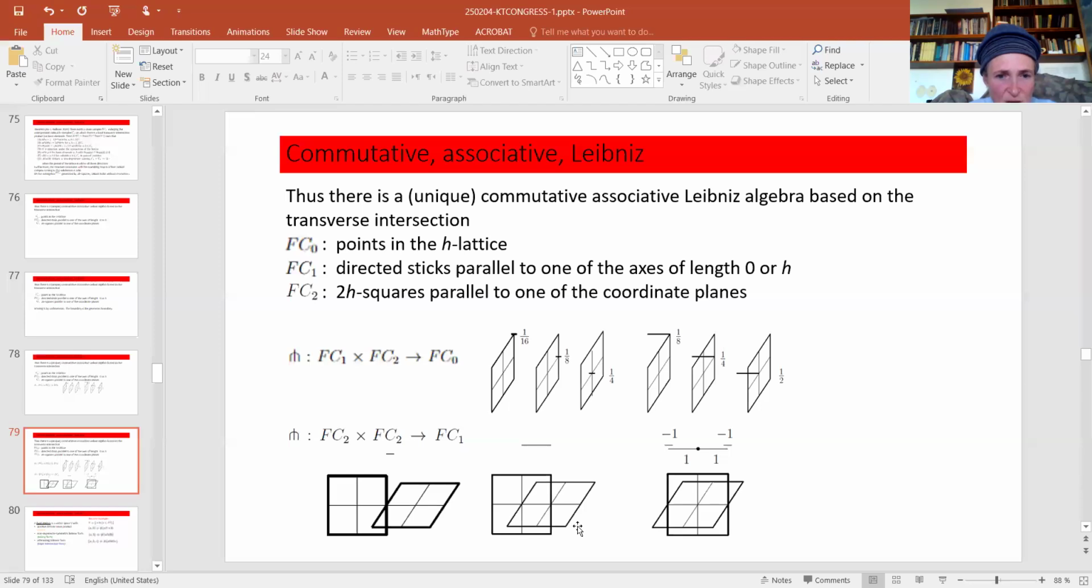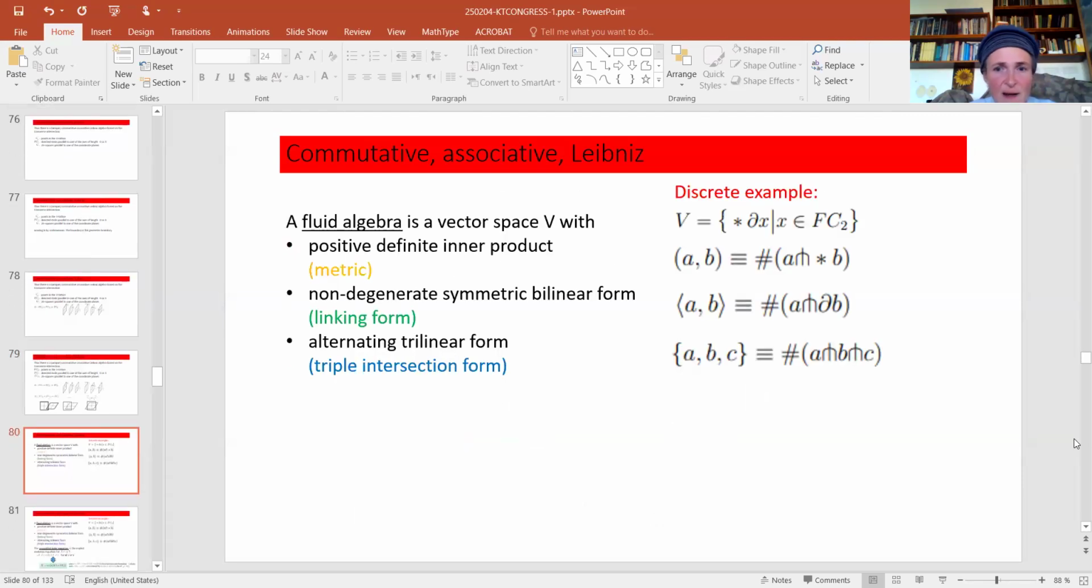Okay, so that's the intersection of squares. This is the intersection of one-dimensional with two-dimensional objects. This will be invertible and will provide essentially a star. Okay, so from that, we can define a fluid algebra. What is it? So again, it'll be a subset of the two-dimensional objects.